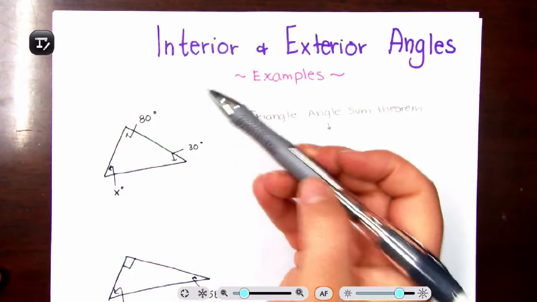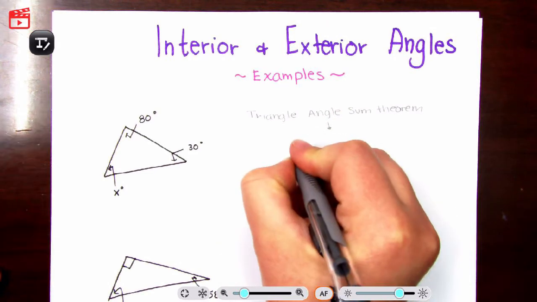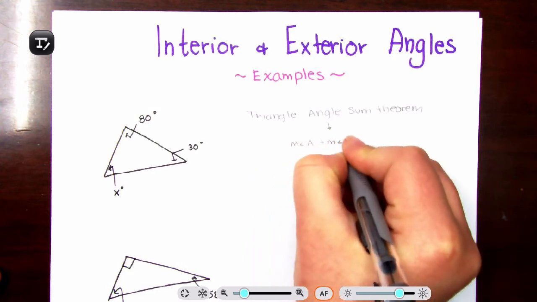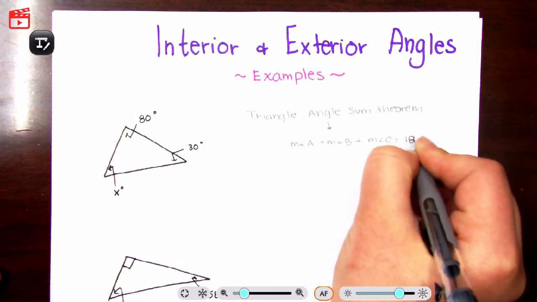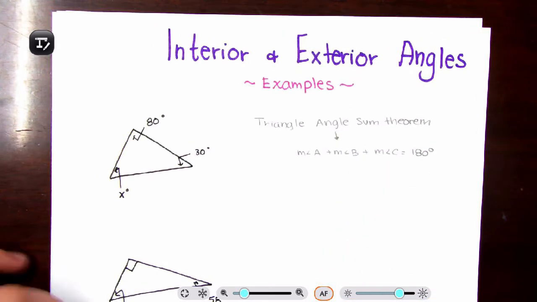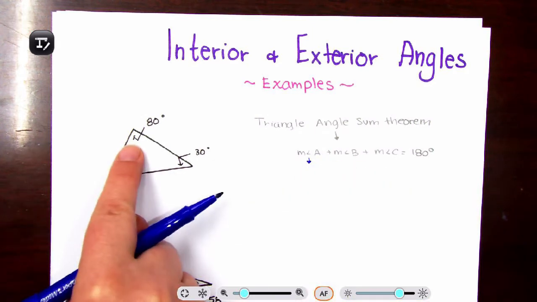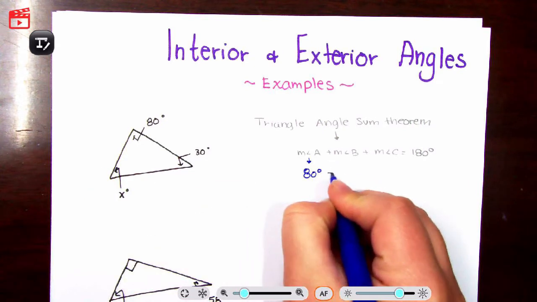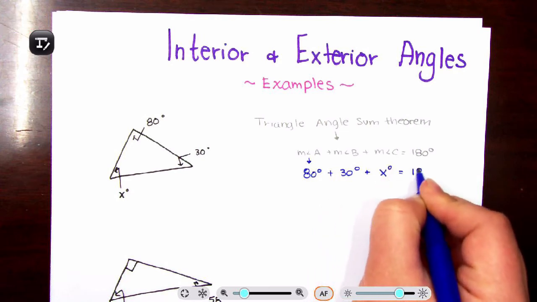I enjoy pencils. All right, so the triangle angle sum theorem states that if you have the measurement of angle A plus the measurement of angle B plus the measurement of angle C, that equals 180 degrees. Yeah, let's switch to a marker. That didn't last really long. That's okay. So the measurement of angle A, it doesn't really matter which one's A, B, C. It just means that 80 plus 30 degrees plus whatever this is equals 180 degrees.